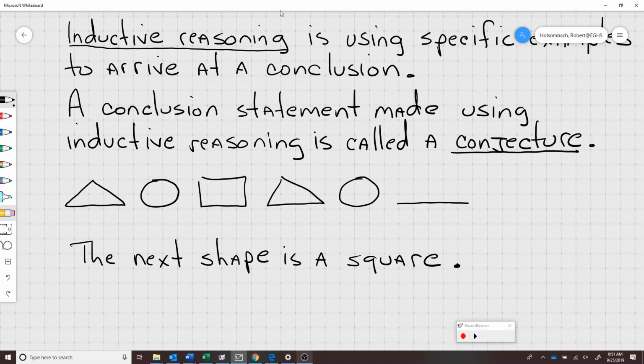That is what inductive reasoning is, and that is what a conjecture is. The inductive reasoning is when you're looking at specific examples to come up with a conclusion, all right, and then making a statement about the conclusion. That's called a conjecture. Is everybody okay with that? Very good.